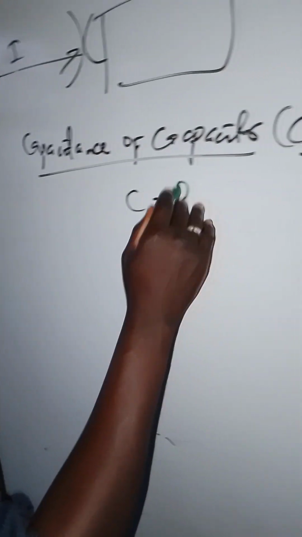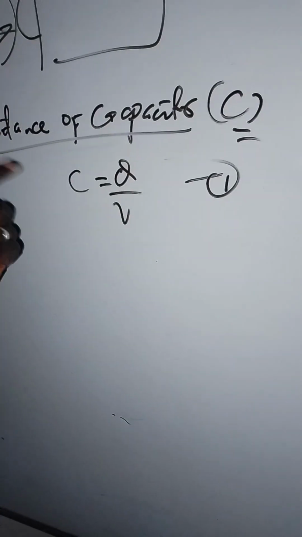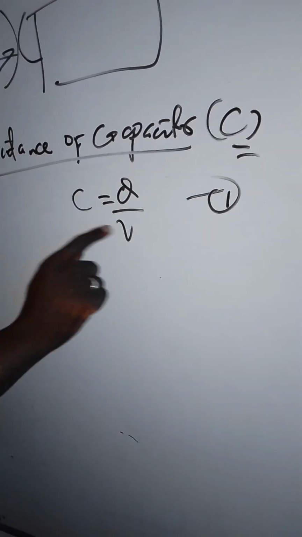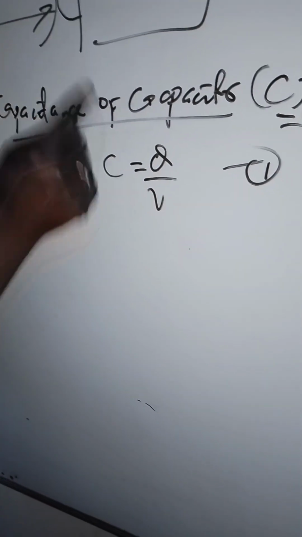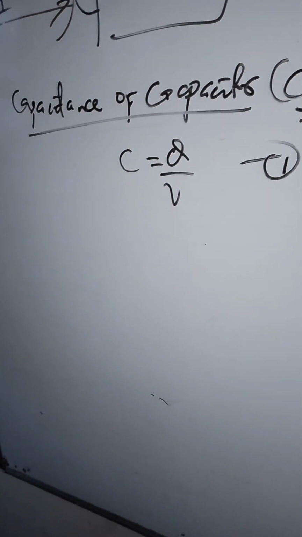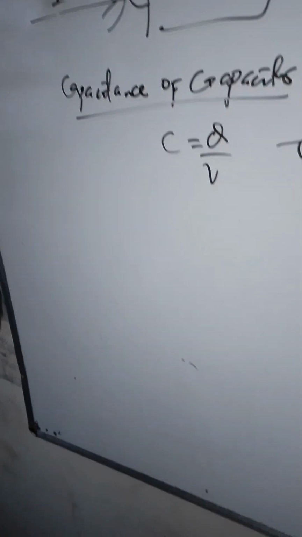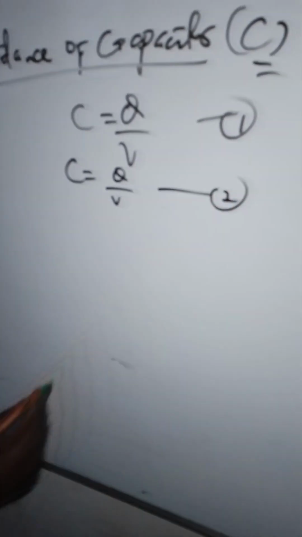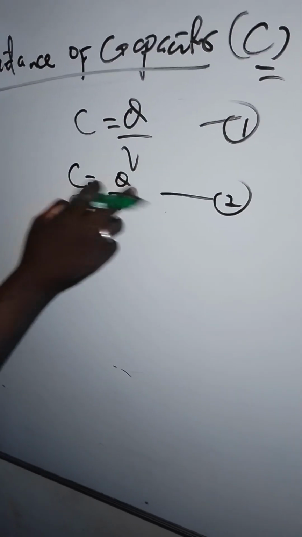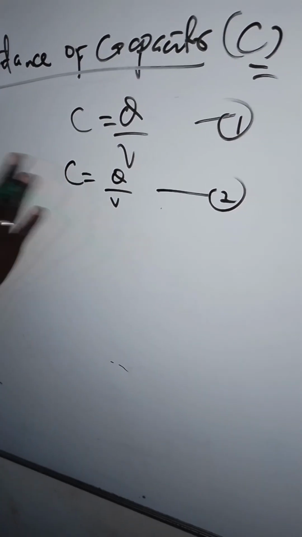The formula is C is equal to Q over V. The capacitance of a capacitor is defined as the ratio of the electric charge Q in a given circuit over the potential difference, respectively. When we have C is equal to Q over V, we call it equation 2. C is the capacity of the capacitor, Q is the charge, and V is the potential difference, mathematically.